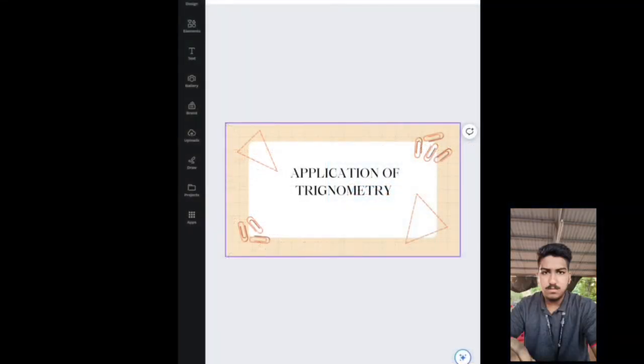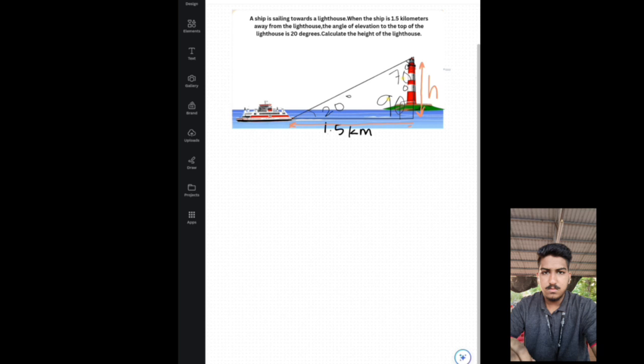And today I'm going to solve a trigonometry question. So let's see the question. The question shows a ship is sailing towards a lighthouse. When the ship is 1.5 kilometers away from the lighthouse, here is the 1.5 kilometers, the angle of elevation to the top of the lighthouse is 20 degrees. So here is the 20 degrees. Calculate the height of the lighthouse. So here is the height of the lighthouse.